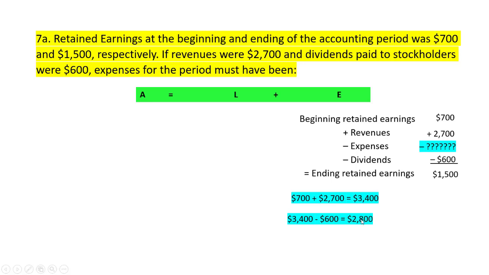Now, I've got $2,800, and I know that my ending retained earnings were $1,500, so the difference between those two, between that $2,800 and the $1,500, should be my expenses of $1,300. And you can check yourself by plugging in $1,300 right here in a minus, and see if it all adds up mathematically from beginning to end.